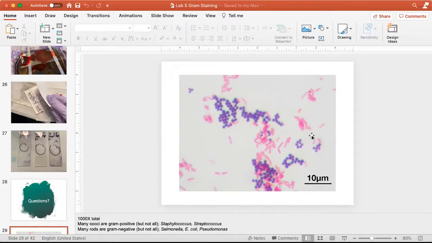So this is not an uncommon result, but it's very important to remember that there are definitely gram positive rods, and there are definitely gram negative cocci out there. It's just that when it comes to pathogens that we run into as human beings, a lot of times the cocci are gram positive and the rods are gram negative. Not always, but a lot of the time.